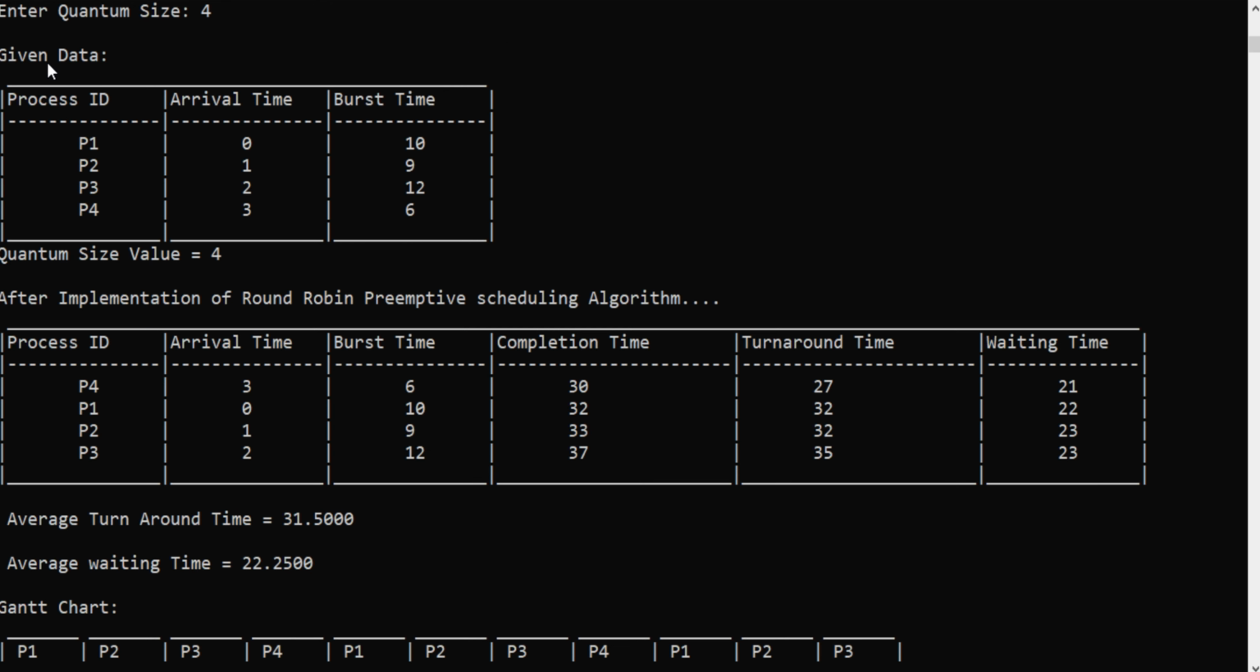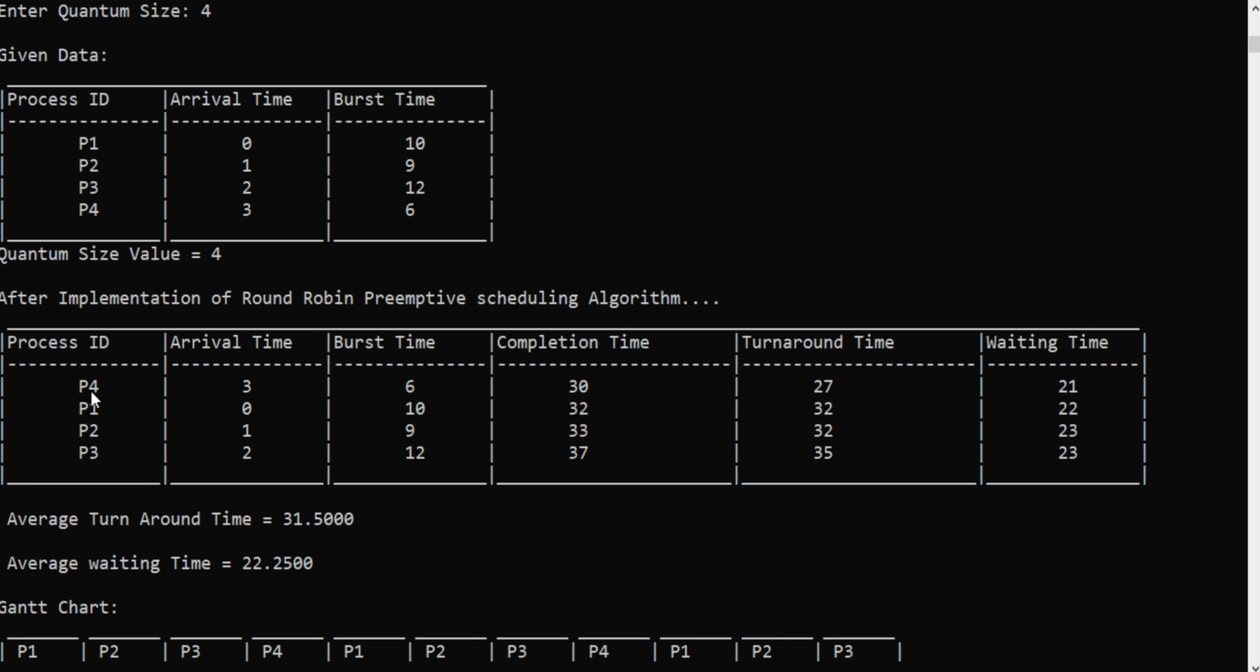Here it is showing the given data which we have provided to program. P1, P2, P3 and P4 are arriving at 0, 1, 2 and 3 with their specified burst times and quantum time is 4. After implementation of round robin preemptive type scheduling algorithm, we get these results. We will justify our calculations with these results.